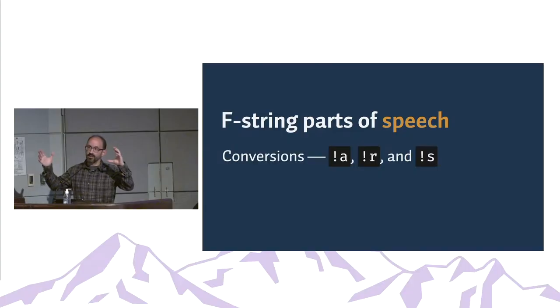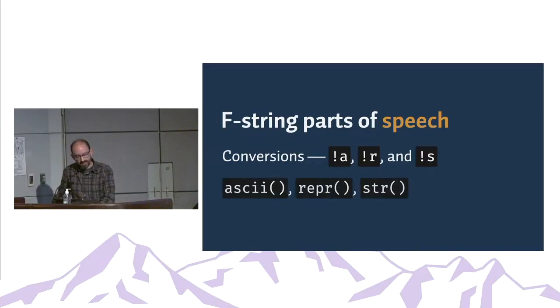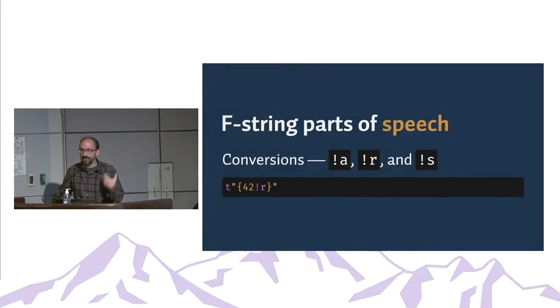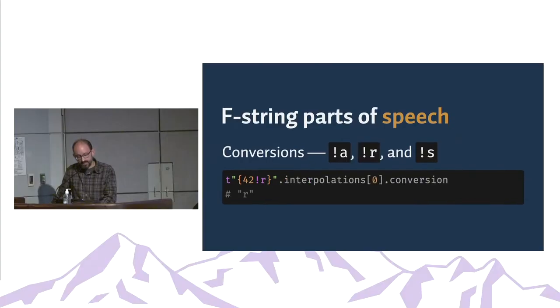So inside those curly braces in f-strings, you're probably used to writing an expression, a Python expression like any other. But you may or may not have seen these exclamation point A, R, and S before, and all they are in f-strings is the equivalent of calling the ascii, repr, and str built-ins. So if you've never seen these before, no surprise, they're kind of uncommon in practice. But it's important to understand that because f-strings and t-strings share the same syntax, they can appear in t-strings too. And actually, you can get access to them. So here, if I look at the 0th interpolation and ask for the conversion, it's the character R.